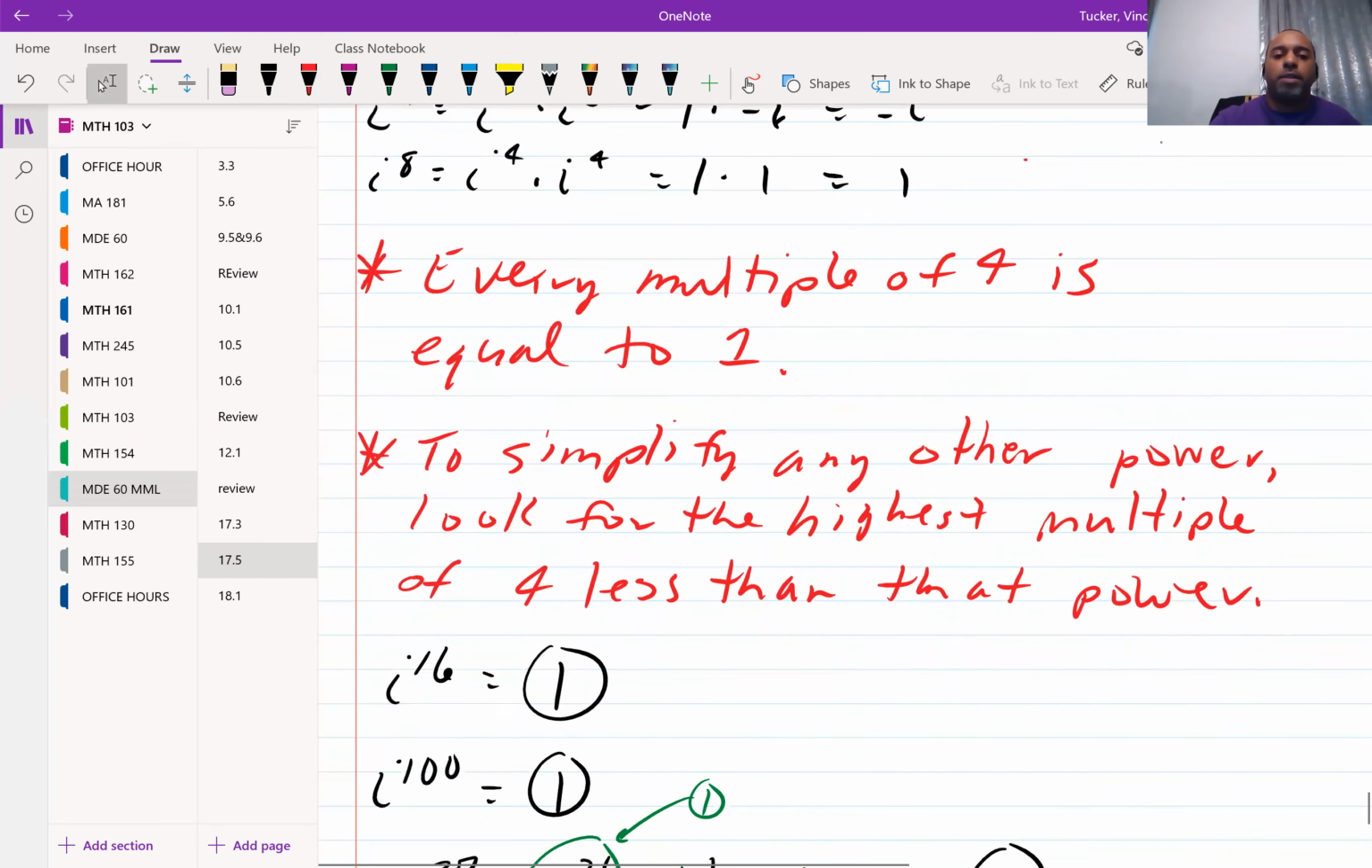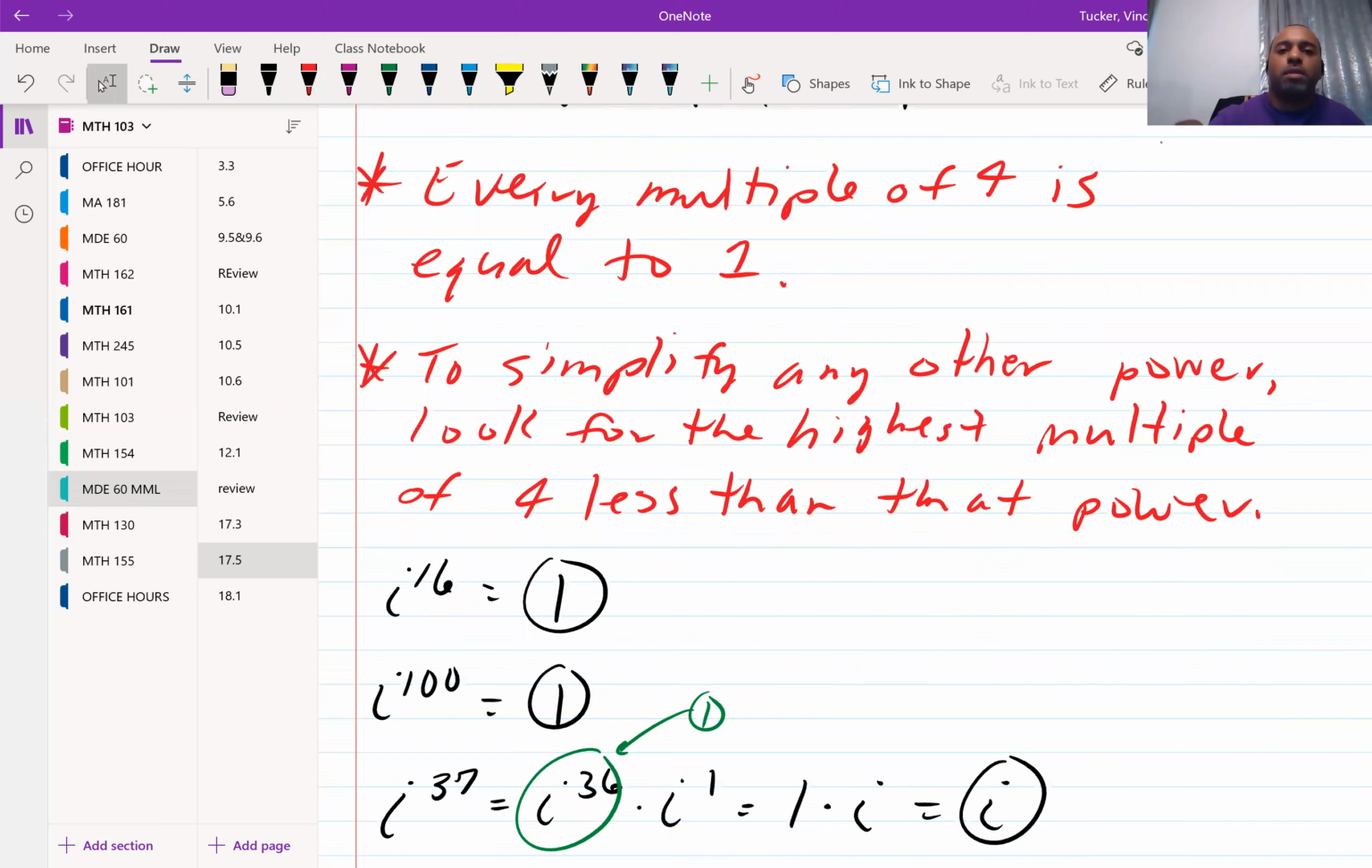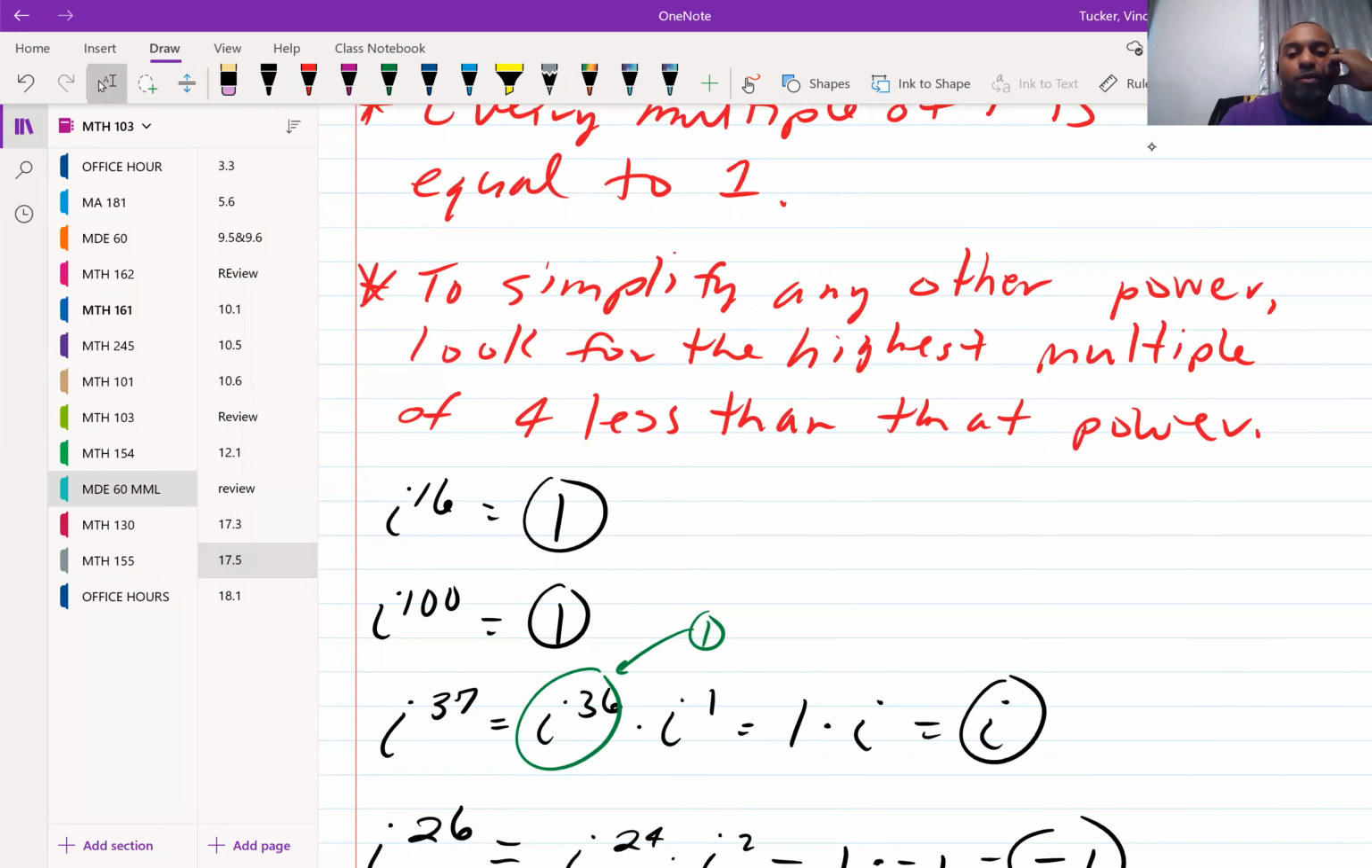So just look at some examples of doing this. I to the 16th power is 1. Any multiple of 4 is going to give you 1. So that means I to the 100th power will also be 1, because 100 is evenly divisible by 4.